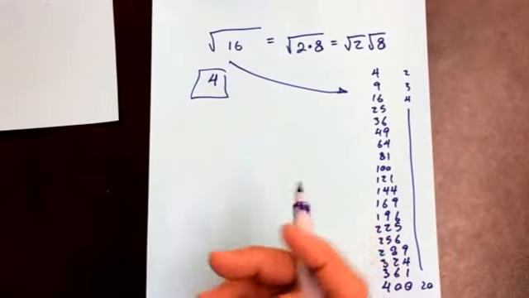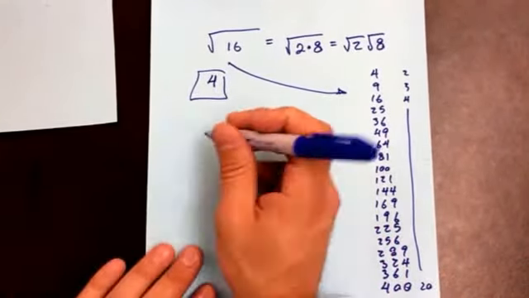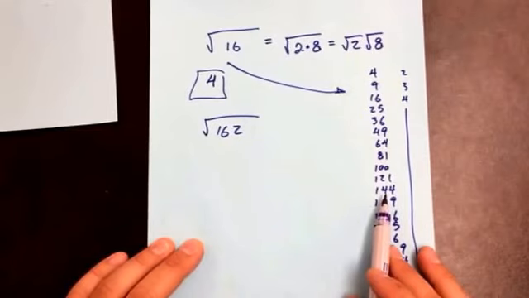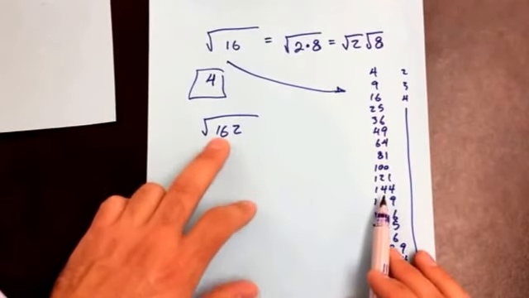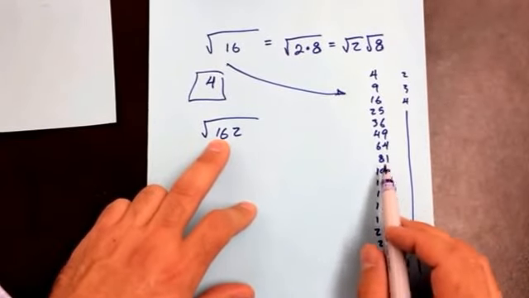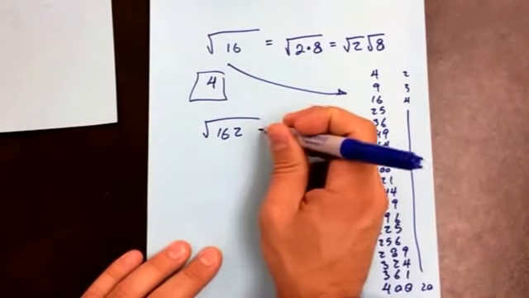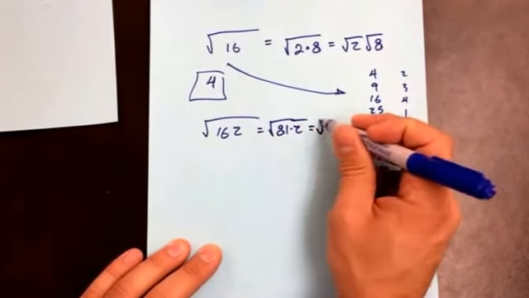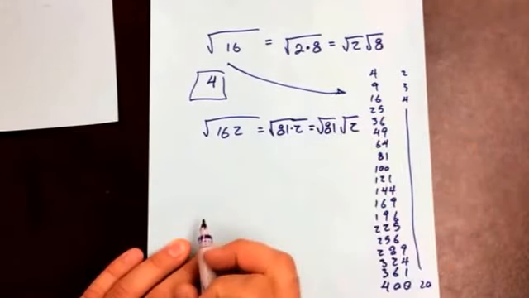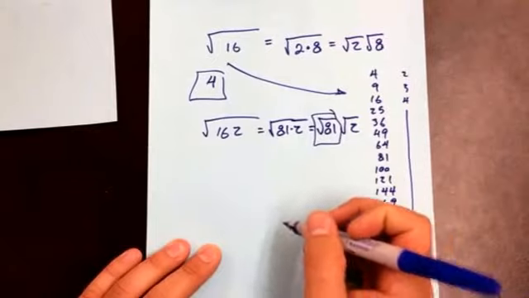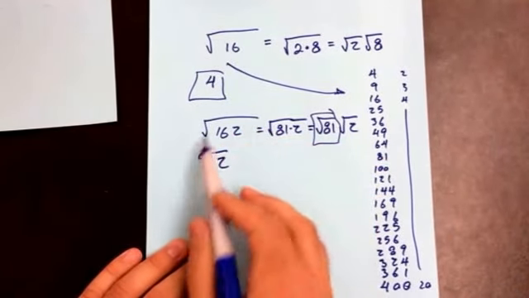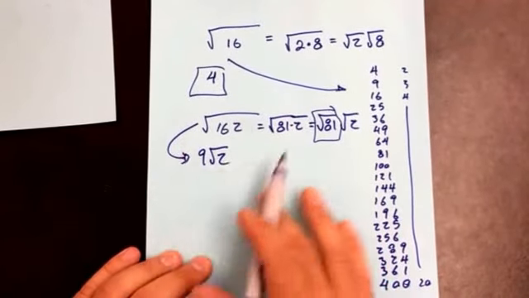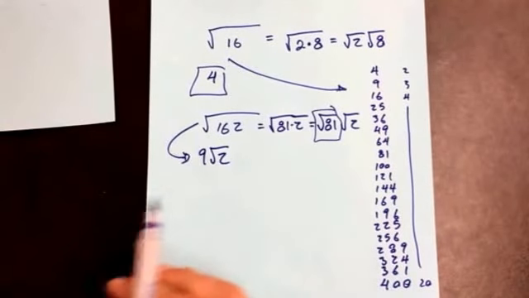Okay? So let's say that it gives me something like the square root of 162. I'm going to look for the next highest number and see if it divides evenly. 144 is not going to divide evenly. 121 is not. 100 is not. 81 is. So this is the same thing as the square root of 81 times 2, which is the same thing as the square root of 81, the square root of 2. Now I did this because I know the square root of 81. The square root of 81 is 9. So this is the same thing as 9 square roots of 2. And that's what we're trying to do right now. We're just trying to get these radicals as simplified as possible. Okay?